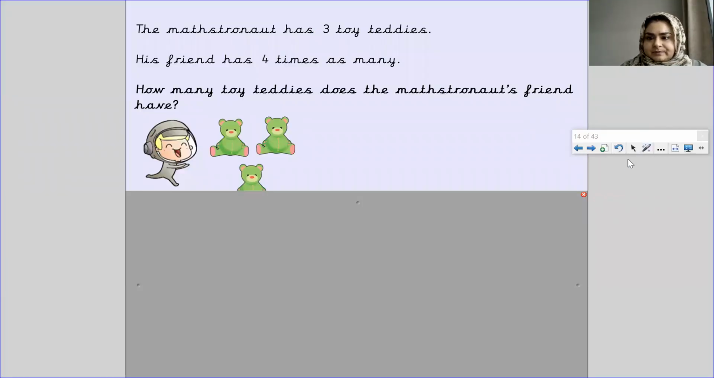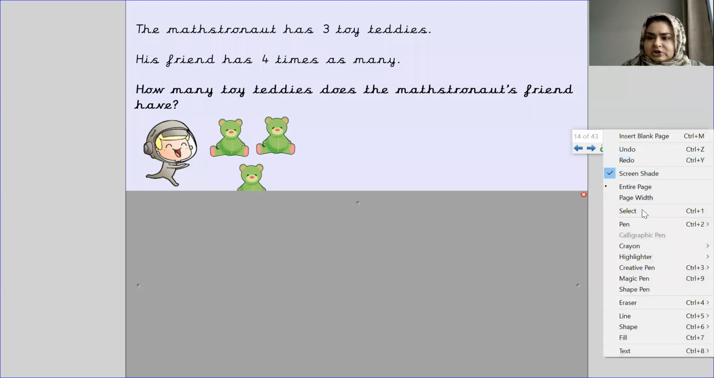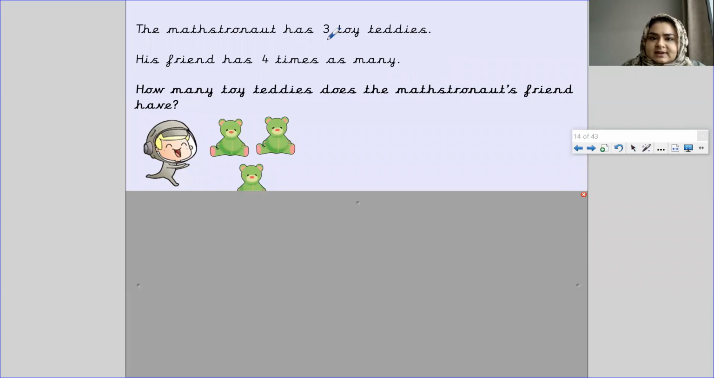So over here it says the astronaut has 3 toy teddies. Okay, so the astronaut has 3 toy teddies. His friend has 4 times as many. How many toy teddies does the astronaut's friend have? So if the astronaut has 3 toy teddies, but then his friend has 4 times as many, what do you think the answer would be? Can you please pause the screen and work it out on your whiteboards? Fantastic. I'm not going to tell you the answer yet because I'm going to explain how to do it.